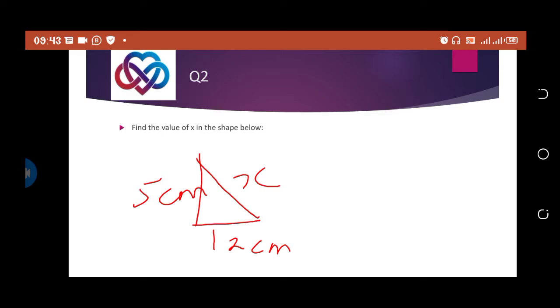Today we are still going to continue on our miscellaneous solutions to the problems you have. So this is question number 2.